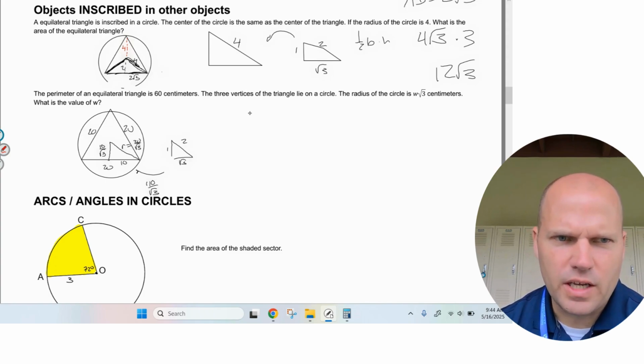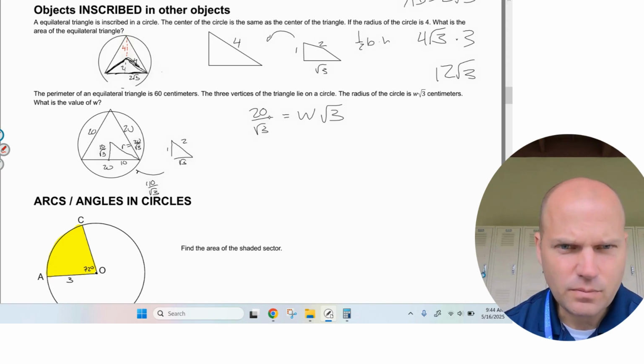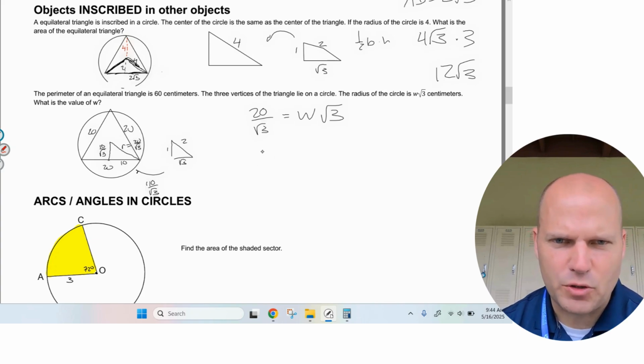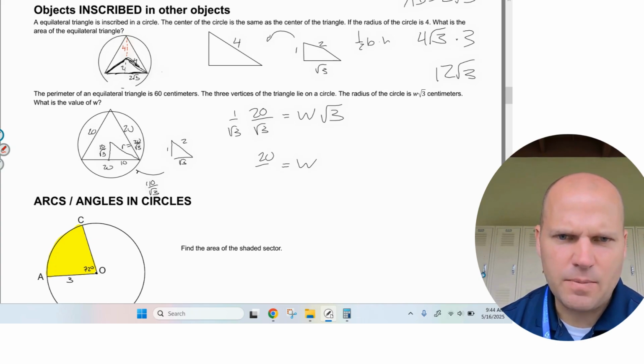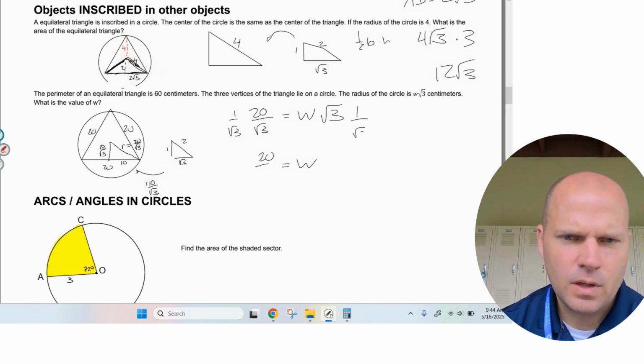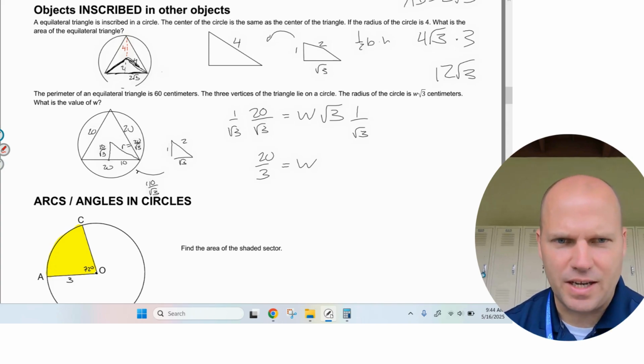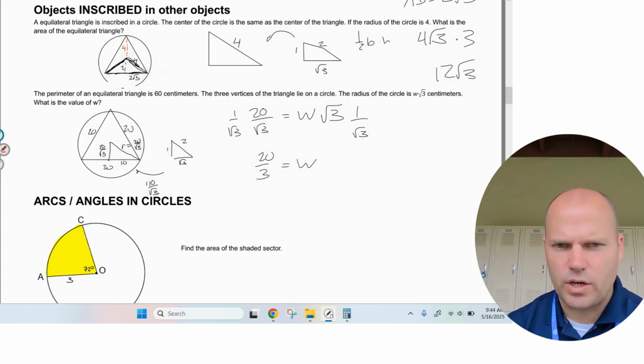So really, it's a trick kind of question. We got 20 over root 3 equals W root 3. How do I solve? Well, if you divide by root 3 or multiply by 1 over root 3, you get root 3 times root 3, which is 3. Or you can multiply both sides by root 3 and get W times 3 equals 20.